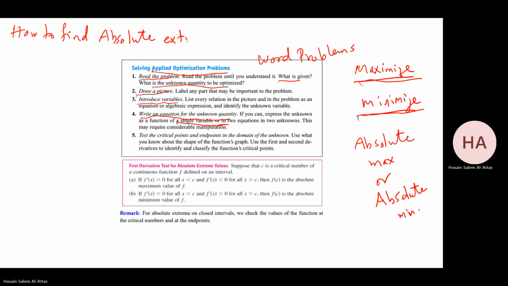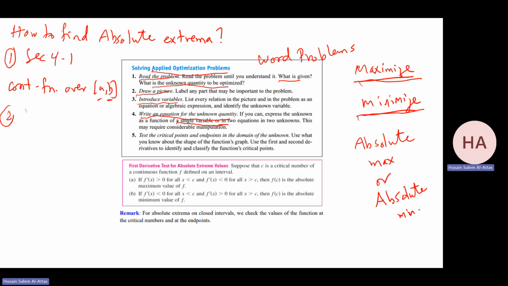Up to now, the only method we discussed was in section 4.1, when I have a continuous function over a closed interval, where I find the critical numbers, then I find f at the critical numbers and f at the endpoints. The largest will be the absolute maximum, the smallest will be the absolute minimum. This is the only method we discussed before.